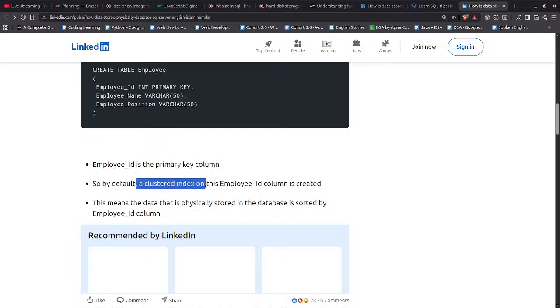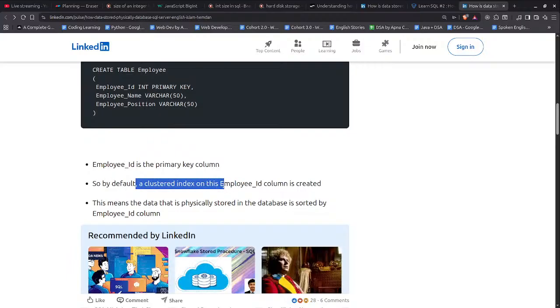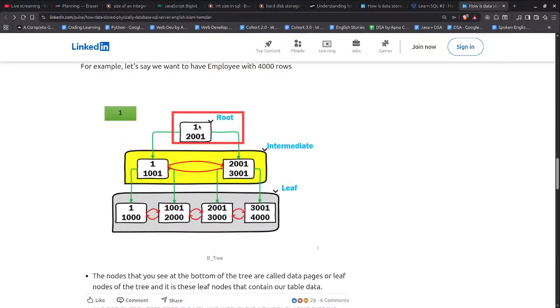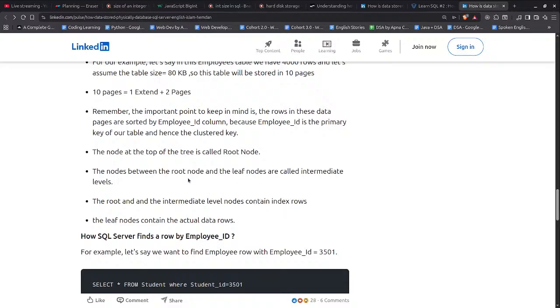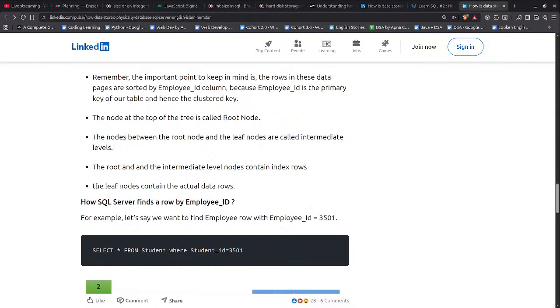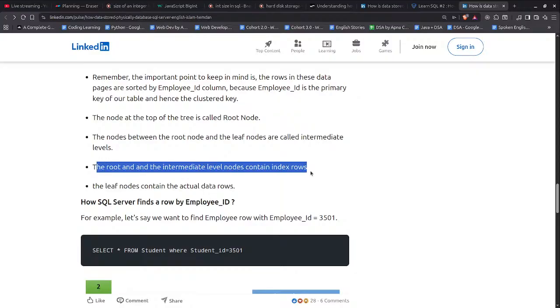So by default, a clustered index on this employee ID column is created. That's stored on the first and second levels, the root and intermediate nodes, and then we have the third level, which is the leaf. The leaf nodes contain the actual data rows. The root and the intermediate level nodes contain index rows.